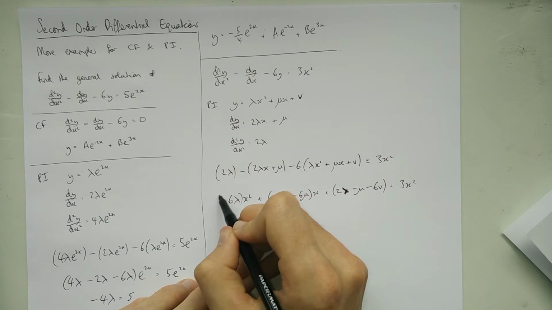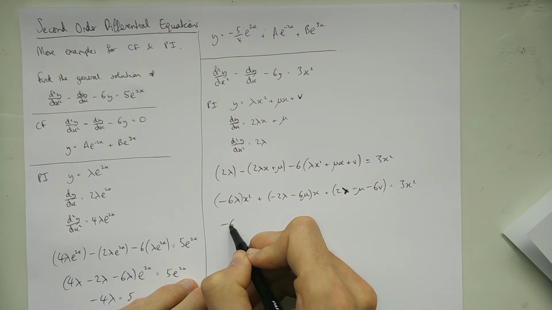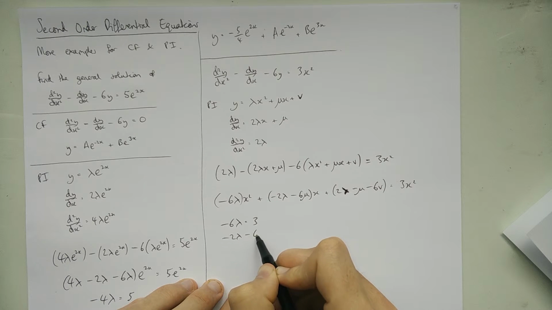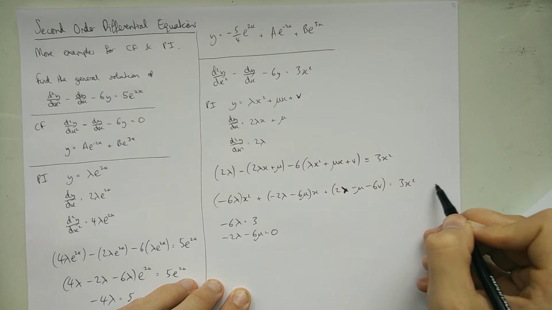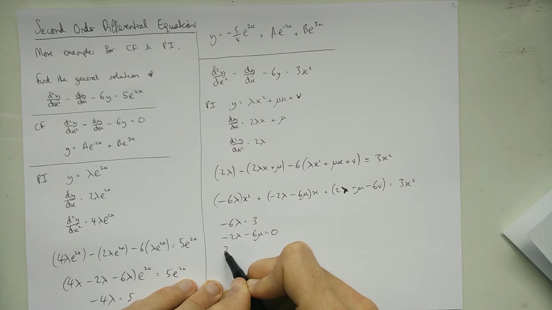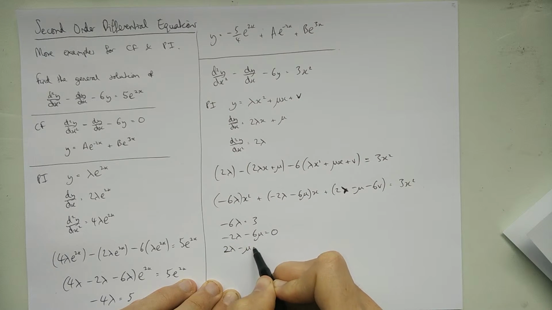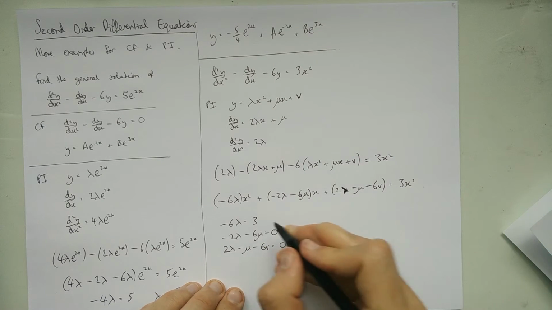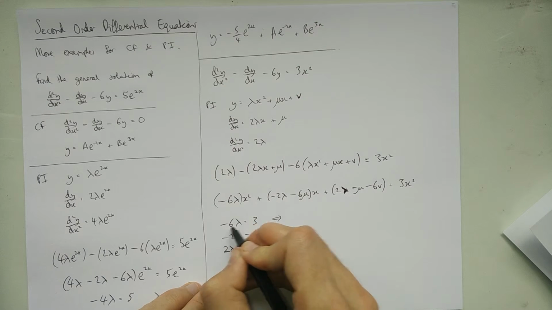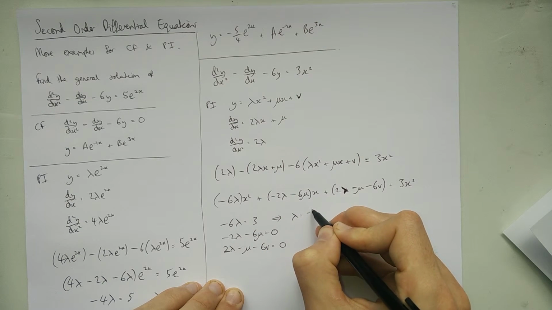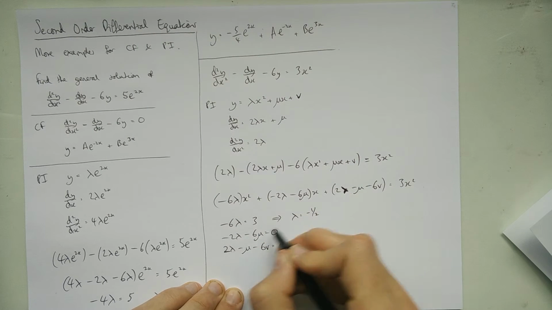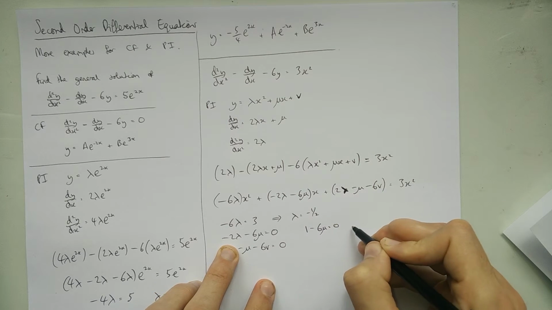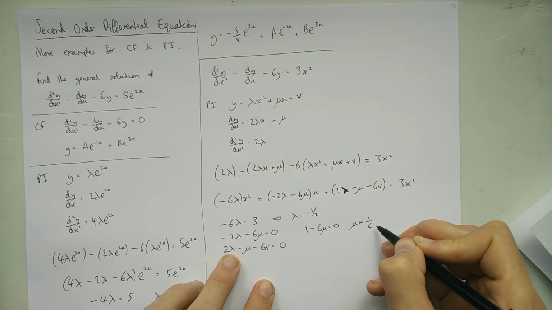Again, we compare coefficients. So we can see the x squared coefficient, minus 6 lambda, must be 3. And then this coefficient, minus 2 lambda minus 6 mu, must be 0 because there's no x term. And the constant must also be equal to 0 because there's no constant on the right hand side. And these are quite easy to solve because you can solve them one after another. So this one here tells us that lambda is minus a half. We can use that in here. So minus a half times minus 2 is 1. 1 minus 6 mu equals 0, telling us that mu is equal to 1/6.